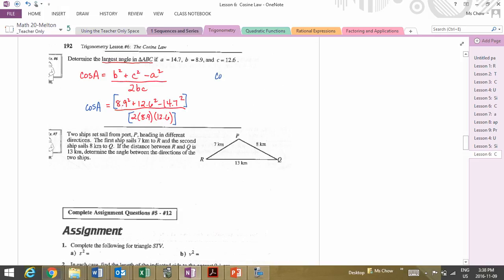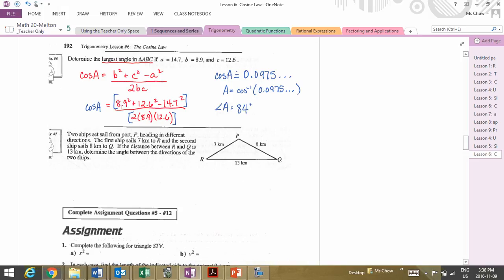So that should tell us then that cosine of A is approximately going to be the ratio 0.0975. And then to find the actual angle, we want to do the inverse cosine. So A is equal to the inverse cosine of that ratio. So that tells us that angle A, that largest angle, is 84 degrees.